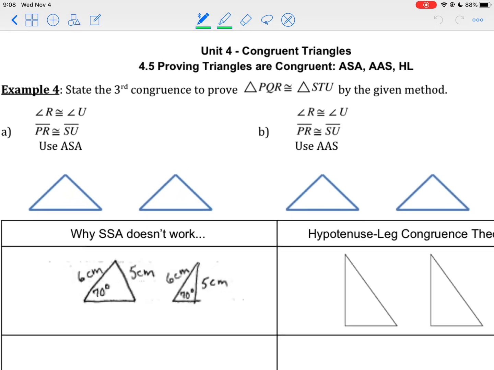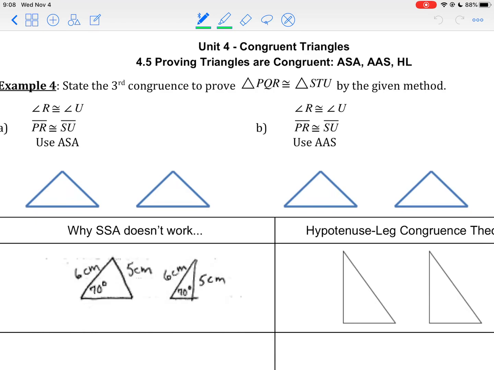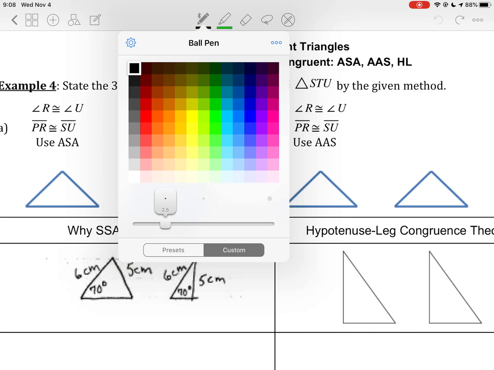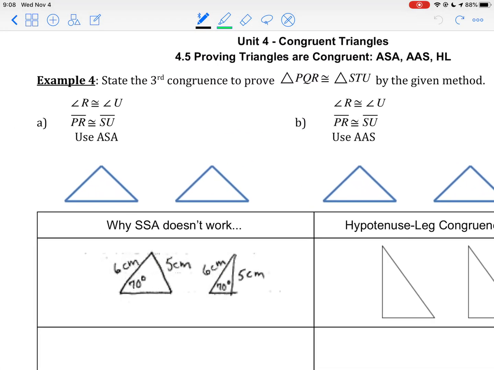All right, so in example 4, we're given two congruent statements, and we need to state a third congruence in order to prove that these triangles are congruent by the given method. So the first thing I want to do is I want to draw my two triangles, and I'm going to label them. So this will be PQR for the first triangle and STU for the second one.